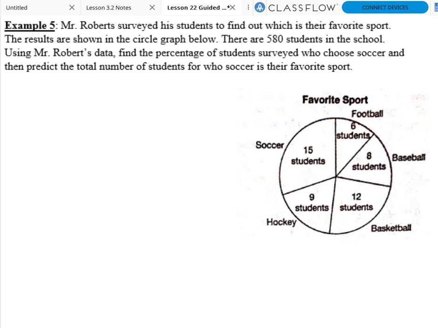So Mr. Robert surveyed his students to find out which is their favorite sport. The results are shown in the circle graph below. There are 580 students in the school. Using this data, find the percentage of students surveyed who chose soccer, and then predict the total number of students who soccer is their favorite sport. So again, the first thing we have to do is find the total. So we're going to add up 15, 6, 8, 12, and 9. So our total, when we add all those up, is going to be 50.